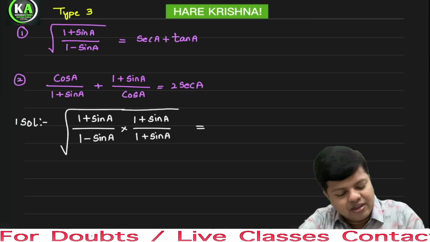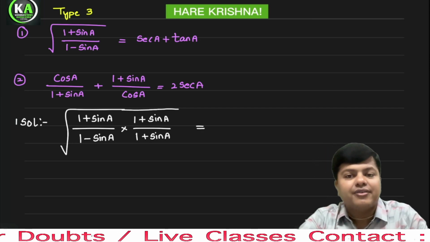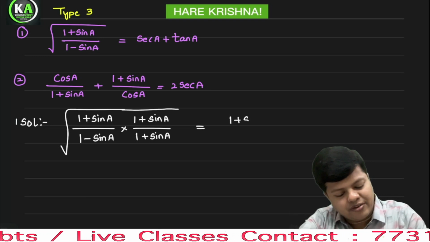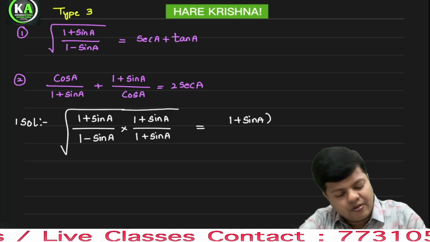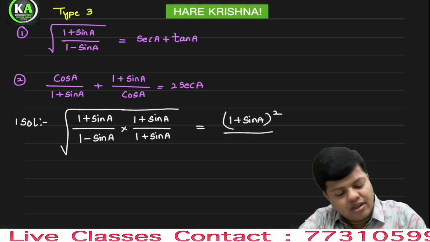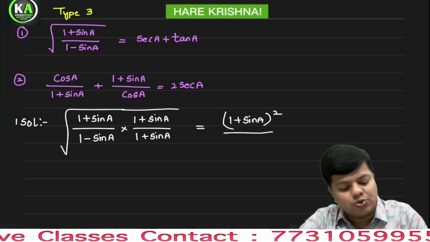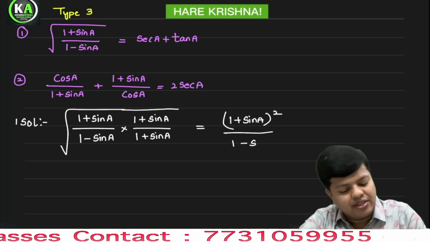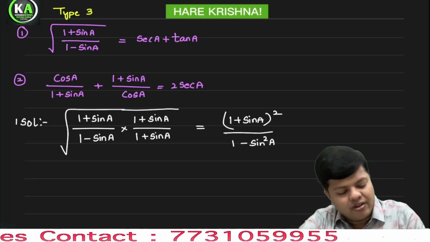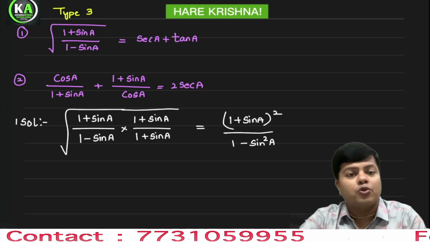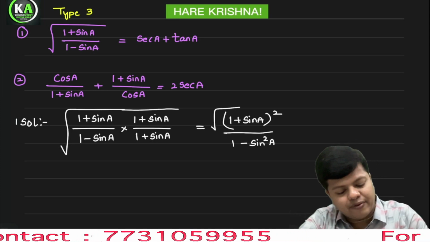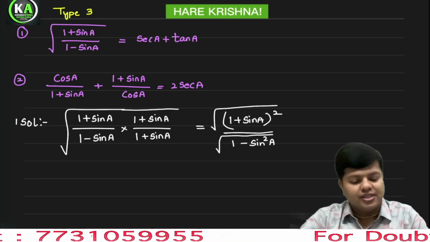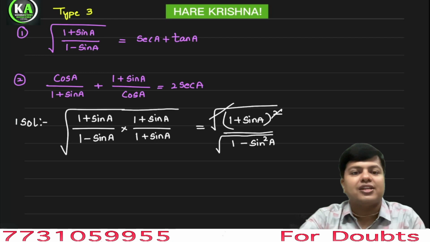Okay, sir. And then in the numerator it will become 1 plus sin A whole square. And in the denominator, a plus b into a minus b is a square minus b square. A square, that is 1 square, is 1 only. 1 minus sin square A. And since the root is there, we'll make a separate root for the numerator and a separate root for the denominator. Square and root get cancelled.